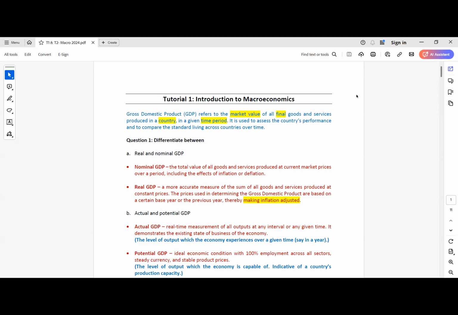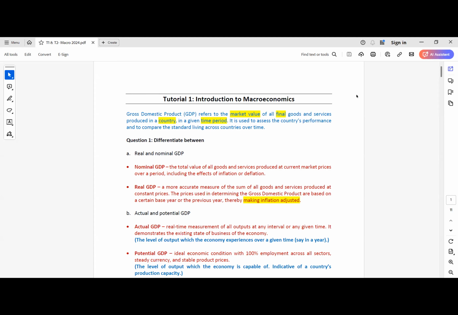When we talk about economic growth, we are saying that there's an increase in the total outputs of the economy. So what do we mean by increase in total outputs? How do we measure the increase of total outputs? We look into the metric called GDP, gross domestic product. So the first concept that you need to know is the definition of GDP itself.